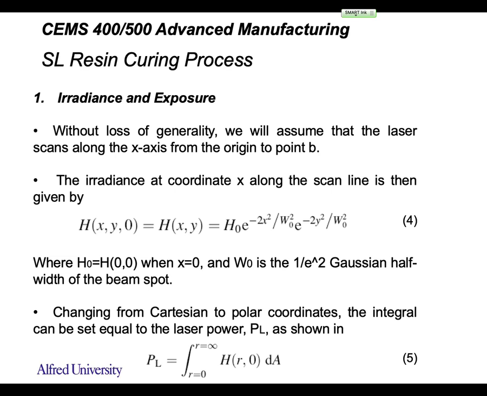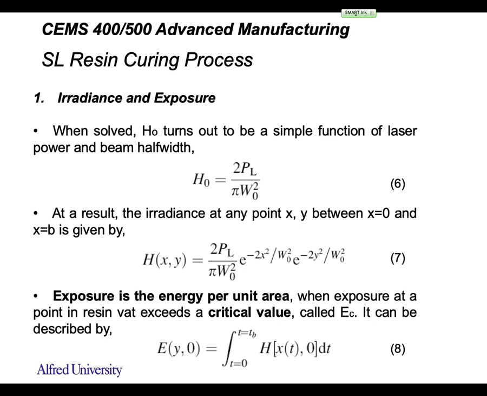This is the irradiation at the center point. So we know this Gaussian distribution, and we have to express this irradiation based on the laser power, because that's what we know. You know the laser power, but not the irradiation. So start from equation 5 to get the relation of the irradiation with the laser power and the half-width of the laser spot, and then substitute into that irradiation equation.